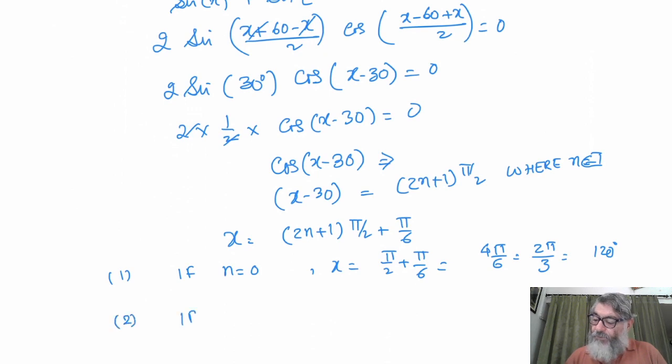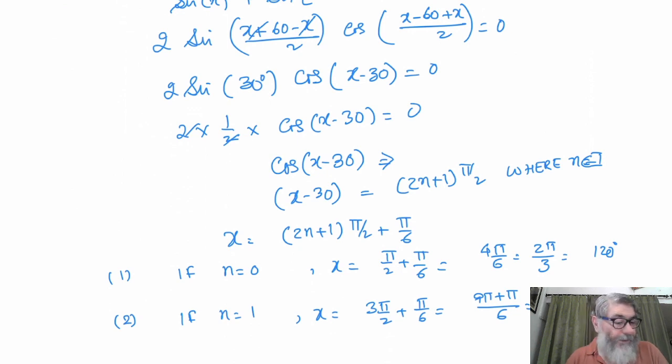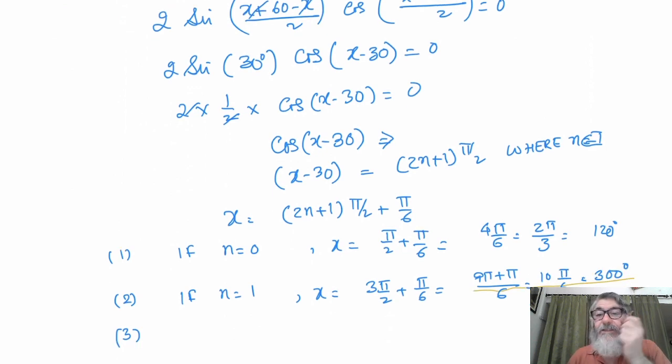If n is equal to 1, then x will be equal to 3 pi by 2 plus pi by 6. 3 3s are 9 pi plus pi upon 6, 10 pi upon 6. 10 pi upon 6 will become how much? 300. So it is acceptable because 300 is less than 360. So this value 10 pi by 6 is acceptable.